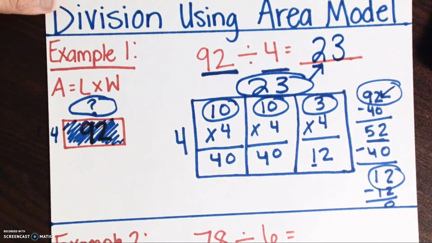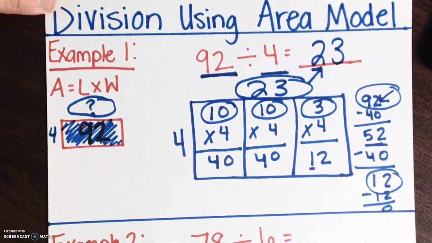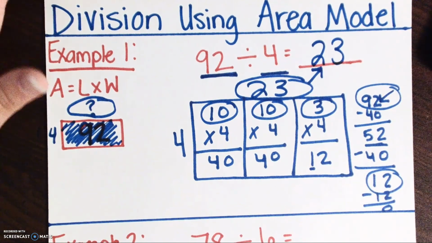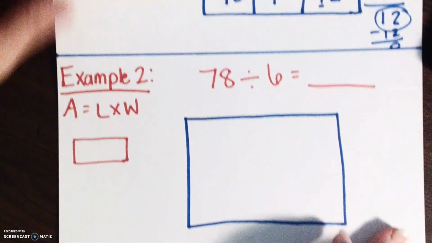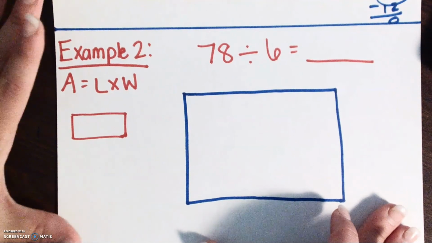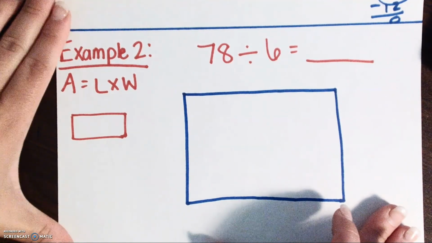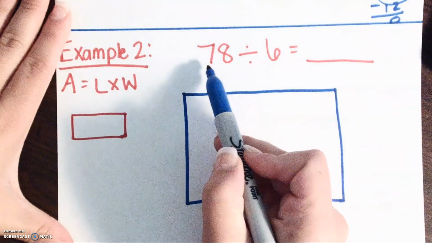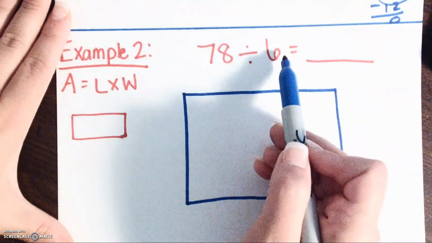I know that's a little confusing at first, but I promise it's going to get easier the more we practice. So let's try another one. Division, using the area model. All right, so again, here's our problem, 78 divided by 6.